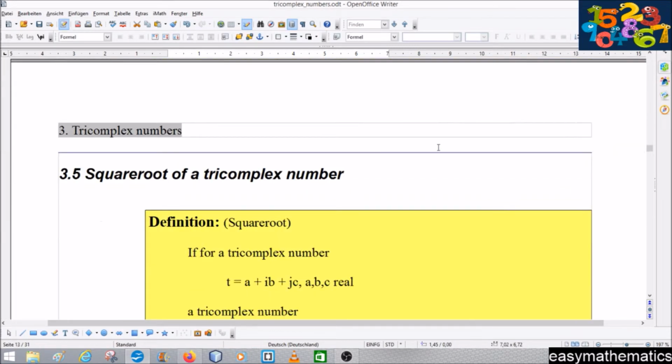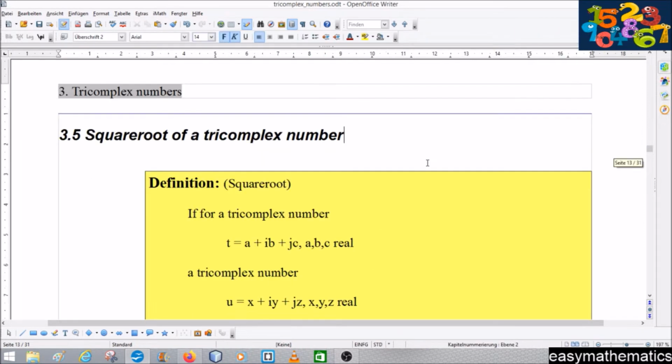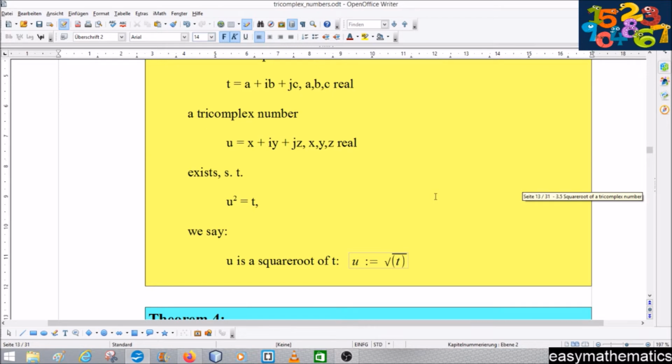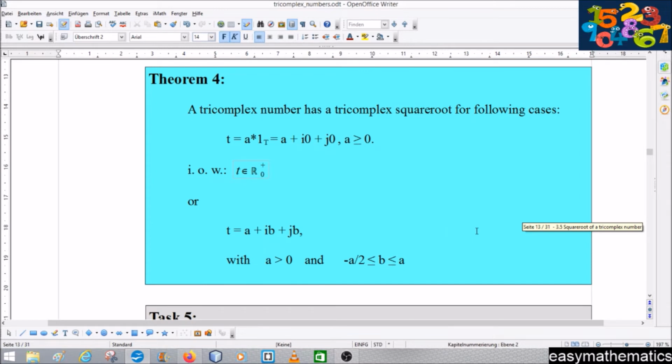Yeah, this was the modulus, and now we could think about the square root of a tricomplex number, and we define the square root. So if for a tricomplex number t, a tricomplex number u exists such that u squared is t, we say u is a square root of t, and we denote this as u is the square root of t. Okay, and yeah, the question is, when do we have square roots, and are there conditions?